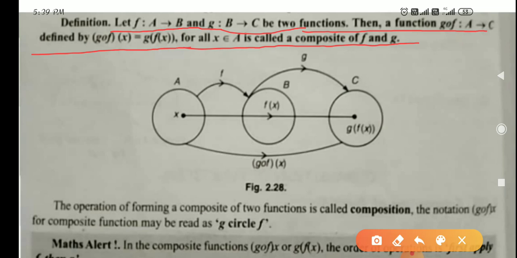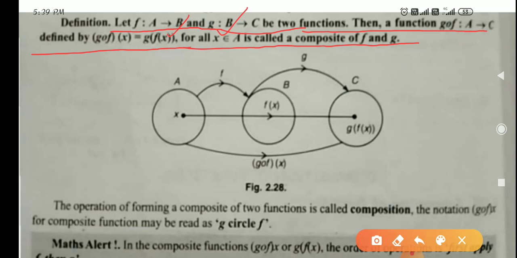Here you see one speciality. Whatever is the range of f, this B, it is the domain of g. If it is not there, then you cannot make composite functions. It is the necessary condition. The range of one function should be the domain of the second function. Like this, two functions you can combine, or two or more functions you can combine.